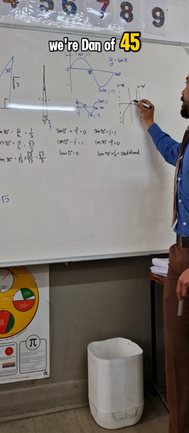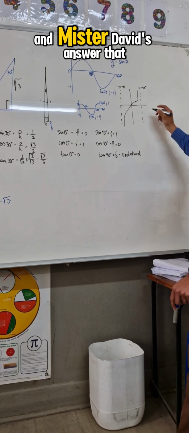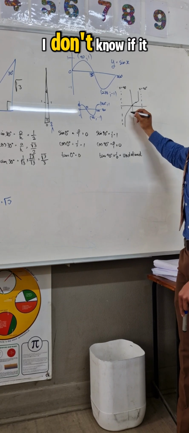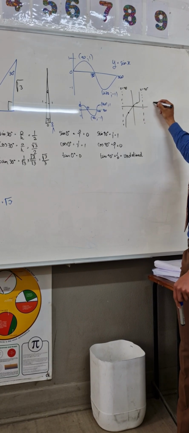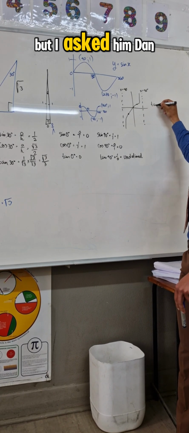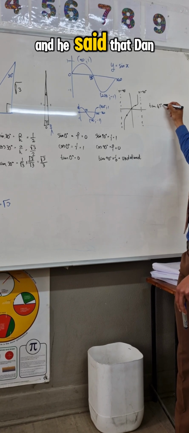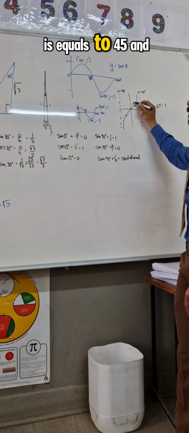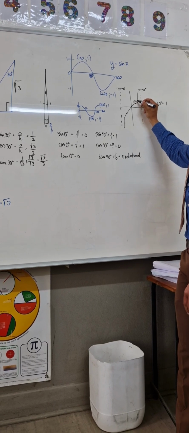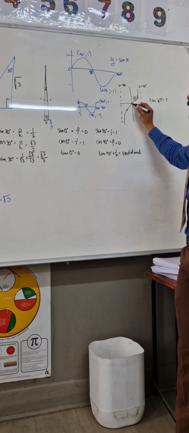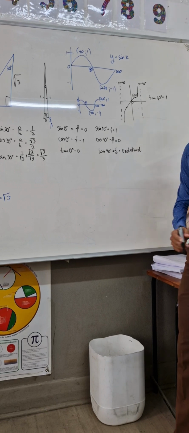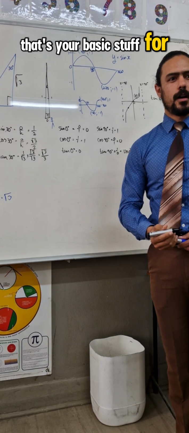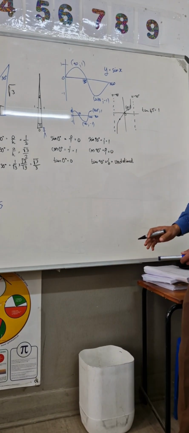With tan of 45, Mr. Davids answered that question. I don't know if it was a lucky guess or something, but I asked him tan of 45, and he said that tan of 45 is equal to 1, which means that where x is equal to 45, there my y is equal to 1, and there we cross at 0. That's your basic stuff for all of these angles.